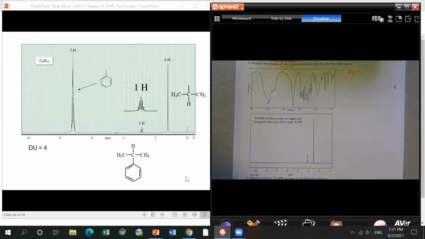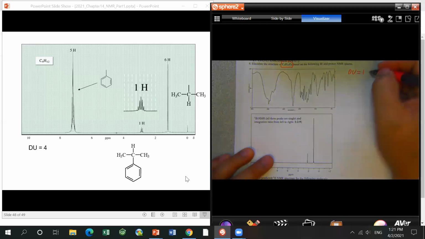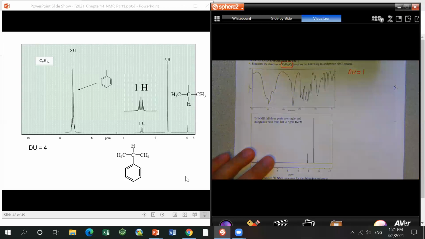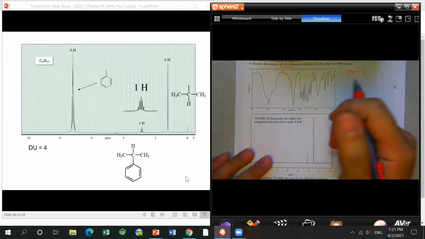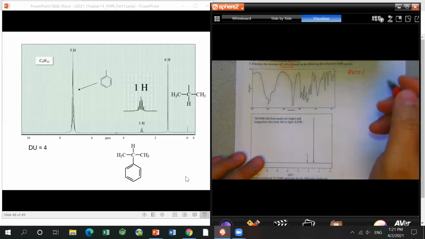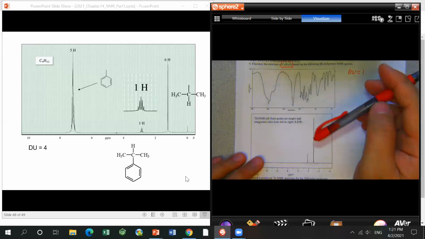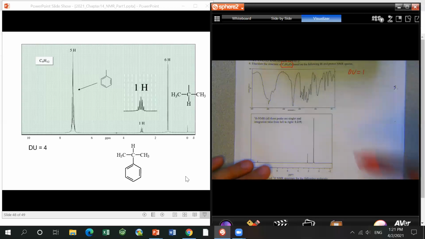Yeah, that's right, 1. Good. So that's 1 degree of saturation, which means there's no bonding in this molecule, probably 1 ring or maybe 1 double bond. So next step. We get 1 extra step, which is different from the previous example.